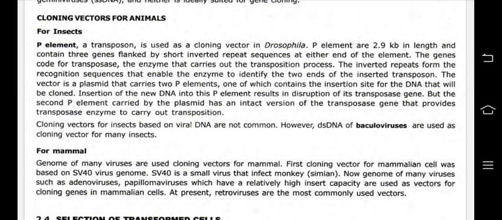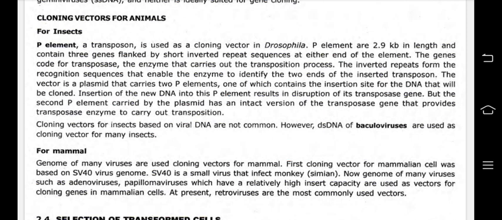The vector is a plasmid that carries two P elements, one of which contains the insertion site for the DNA that will be cloned. An insertion of new DNA into this P element results in disruption of its transposase gene. But the second P element carried by the plasmid has an intact version of the transposase gene that provides transposase enzyme to carry out transposition.